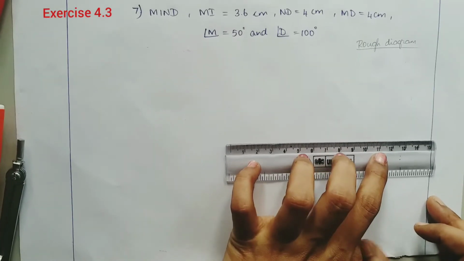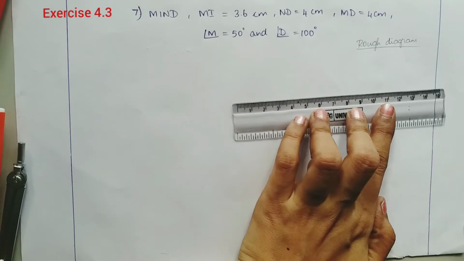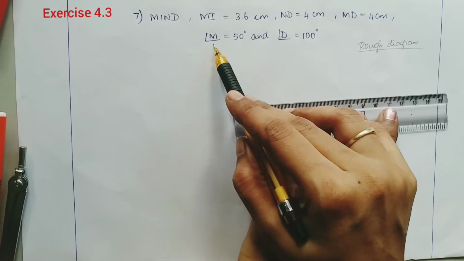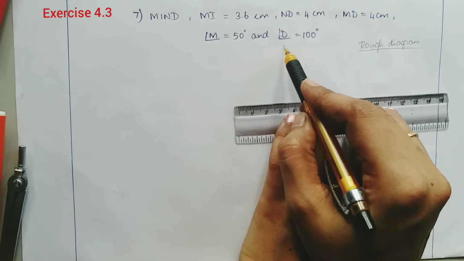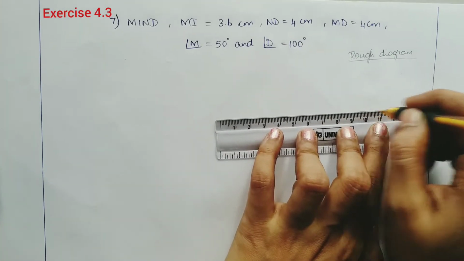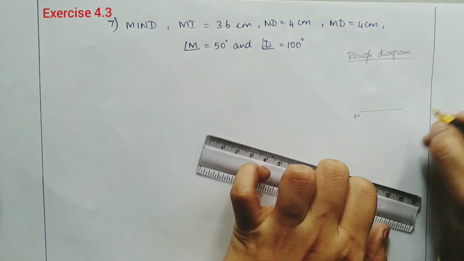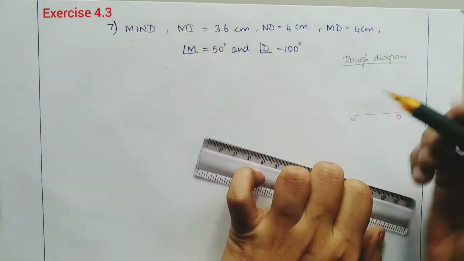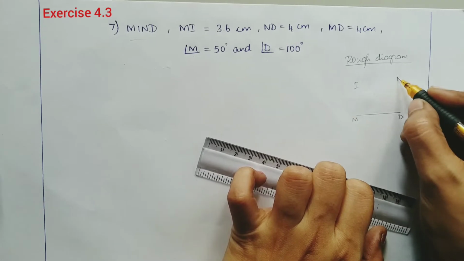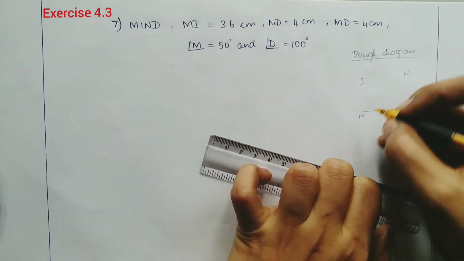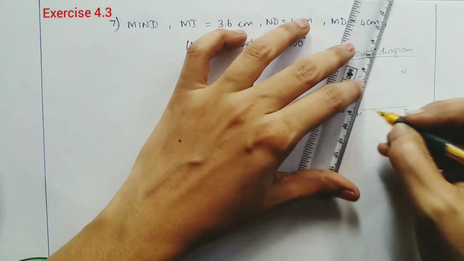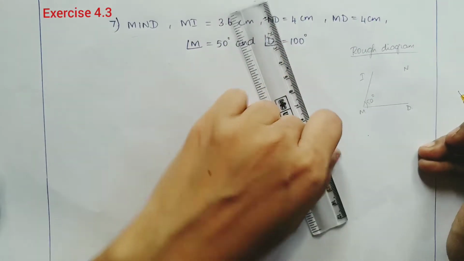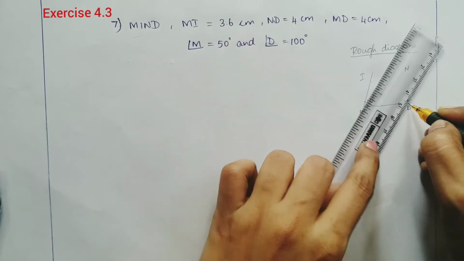First we are going to draw the rough diagram. Okay, so two angles are already given here, that is angle M is 50 degrees and angle D is 100 degrees. So the baseline, I am going to consider this as M and this one as D. So this quadrilateral MIND is going to be like this. Okay, and they have given us M is 50 degrees, so it will be somewhat like this. Okay, and then angle D is 100 degrees.